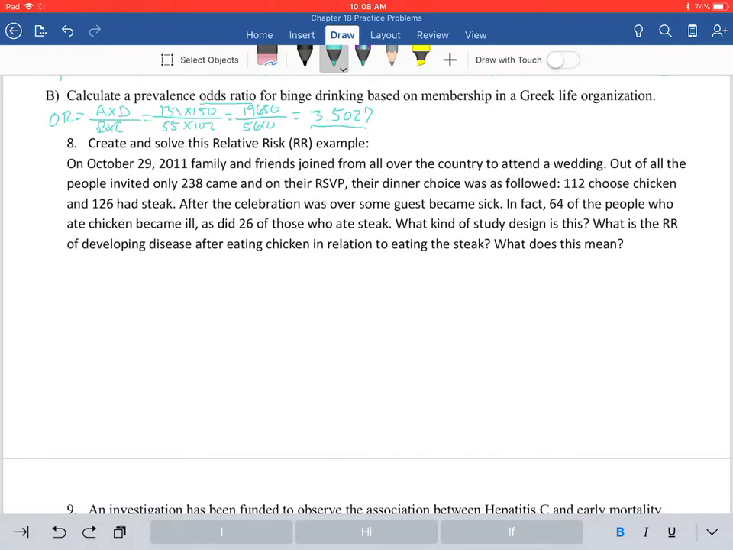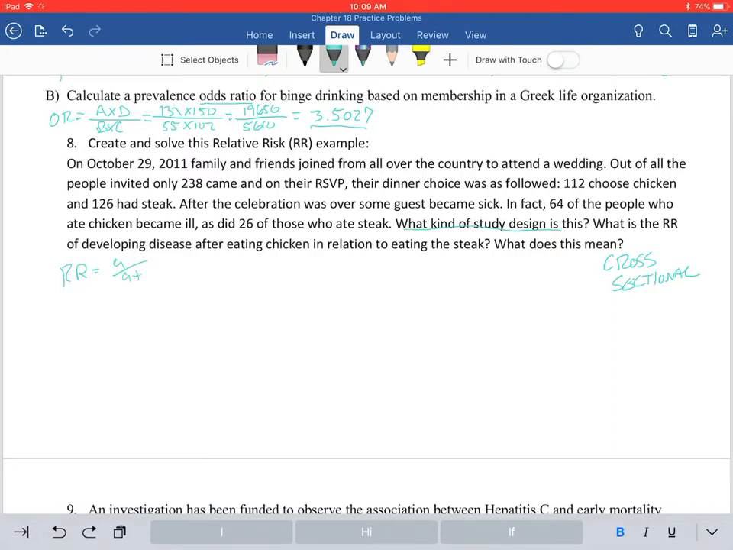What kind of study design is this? What is the relative risk of developing disease after eating chicken in relation to eating steak, and what does this mean? So first, we're going to find what kind of study design this is. Once again, these people are sick at one individual time. We're not following over time, and we're not comparing these people to controls. So this is going to be a cross-sectional design.